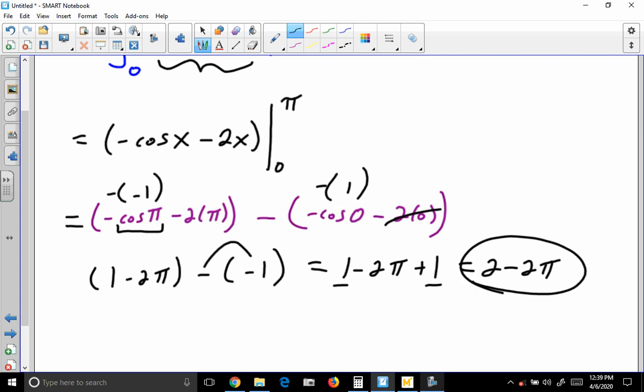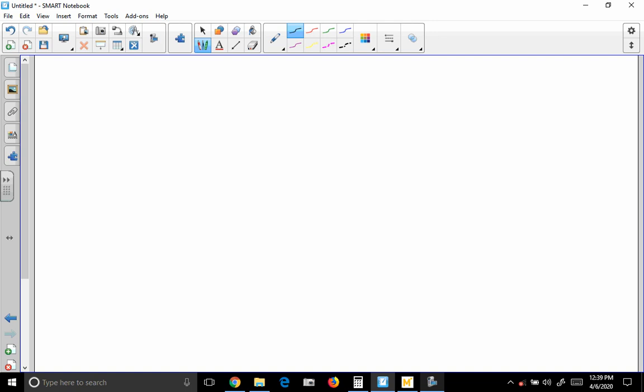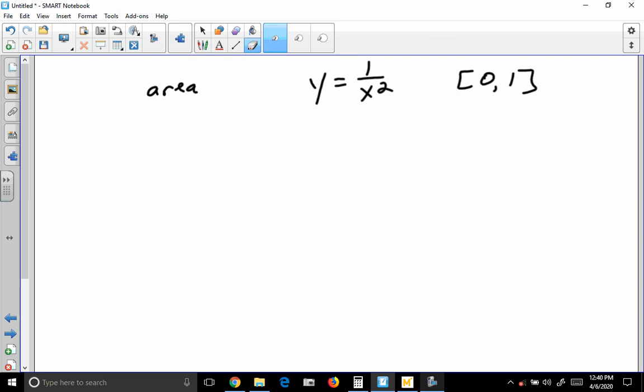So let's do this one. Let's suppose that we want to find the area of a certain region. And let's suppose that region is given by the function y equals 1 over x squared on the interval from 0 to 1. Not 0 to 1, from 1 to 2.